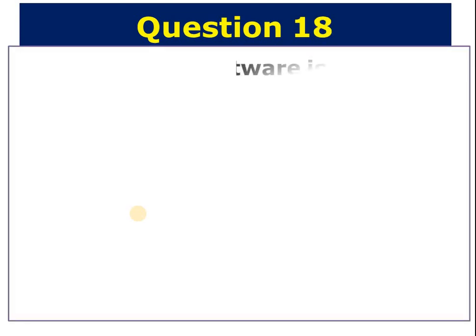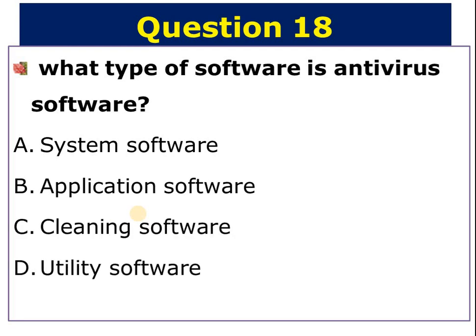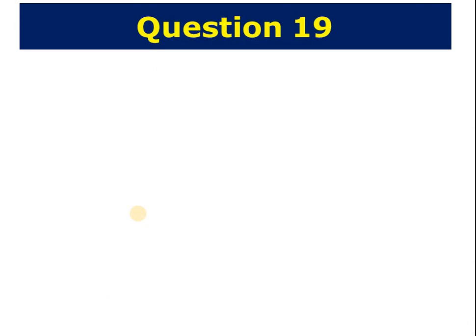Question number 18. What type of software is an antivirus system? A. System software, B. application software, C. cleaning software, D. utility software. The answer is choice D. Antivirus software is a utility software.